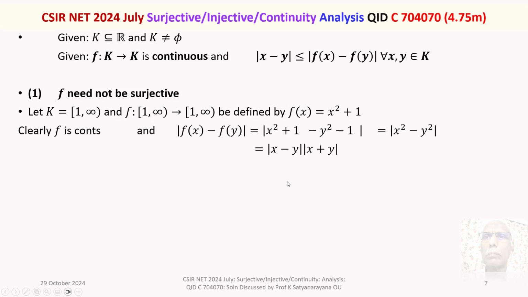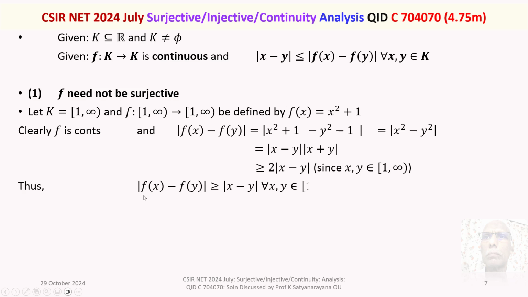1 plus 1, 2. So this will imply 2 times modulus of x minus y, because x, y belongs to the semi-closed interval 1 to infinity, and 2 times mod of x minus y is greater than or equal to mod of x minus y. So thus we get mod of f of x minus f of y is greater than or equal to mod of x minus y for all x, y belongs to the semi-closed interval 1 to infinity. Thus f has those characters. That is, f is continuous and f satisfies the given condition. Right. He is a candidate for us.